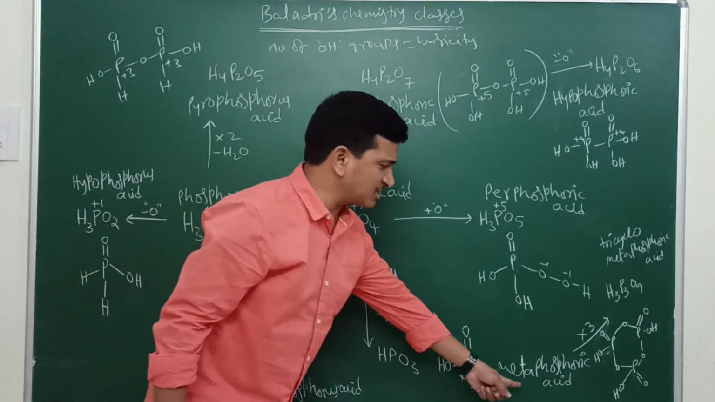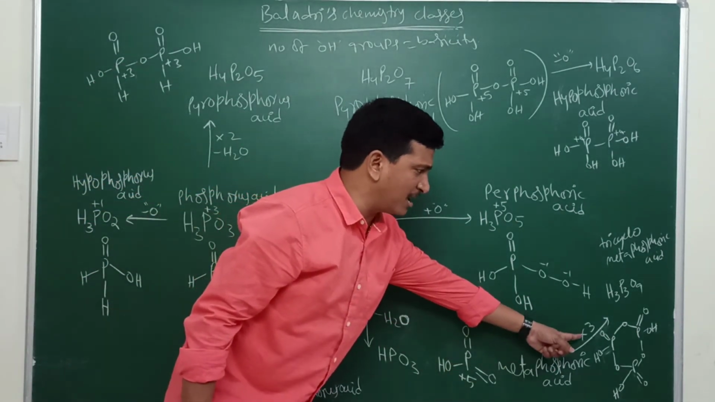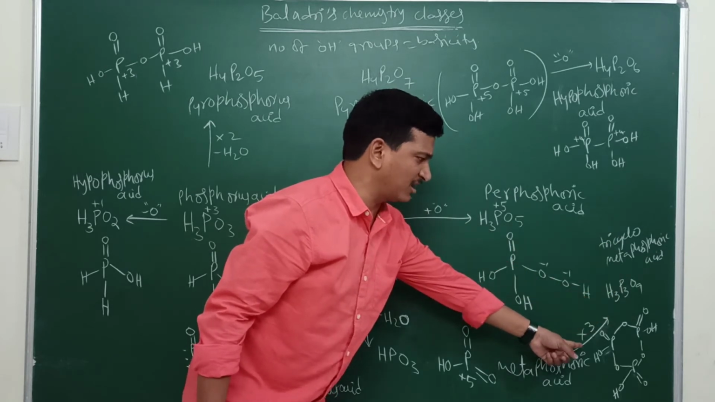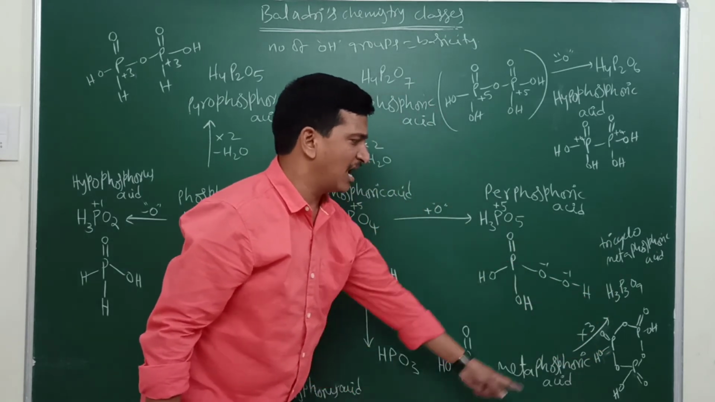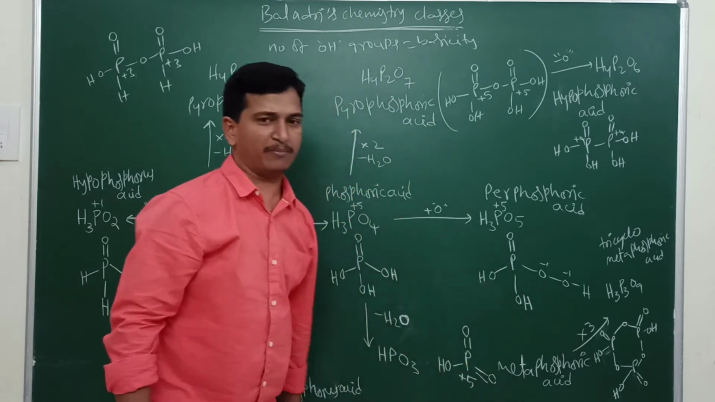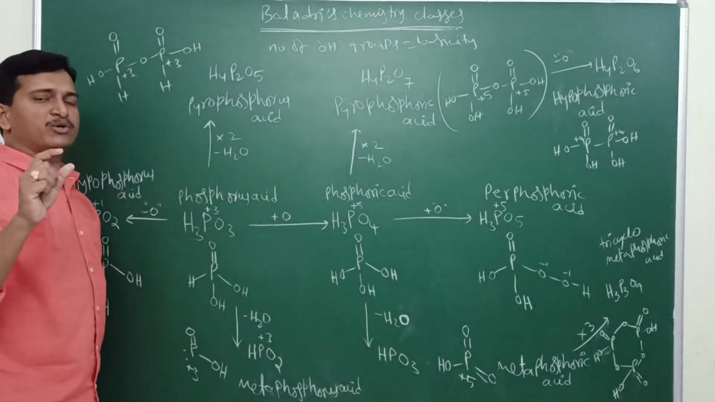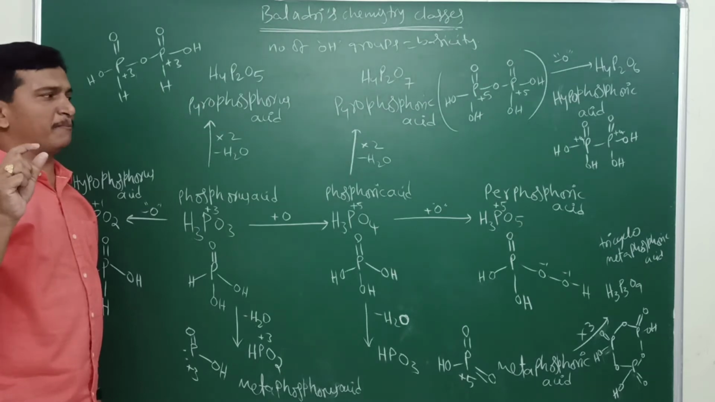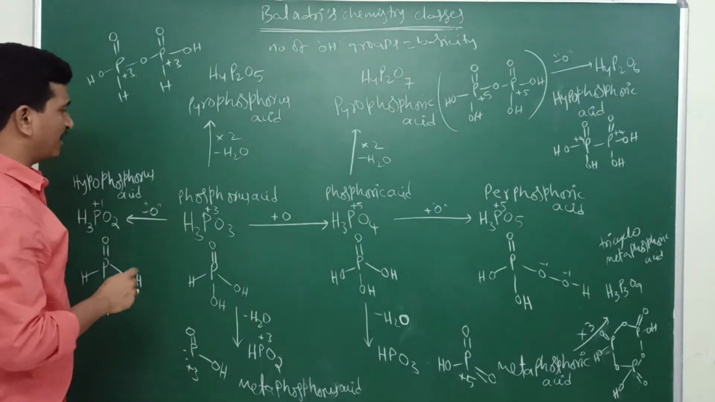Now this metaphosphoric acid in solid state exists as a trimer. It is called tricyclometaphosphoric acid, by multiplying with 3. So a cyclic structure will be there for this, and here also the basicity is 3. So you remember, whenever you are learning these phosphorus oxyacids, you majorly need to focus on basicities.